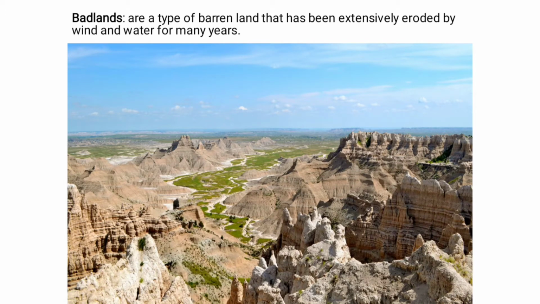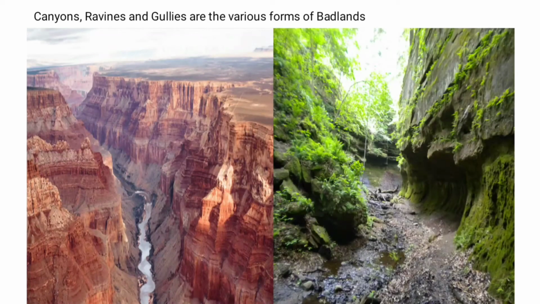This is a picture, an example of badlands. This is a type of landform, and you can see in the picture that it's barren. The reason for that is that this landform has been eroded continuously for many, many years by wind and water, and this is the result. Canyons, ravines and gullies are examples of the various forms of badlands.